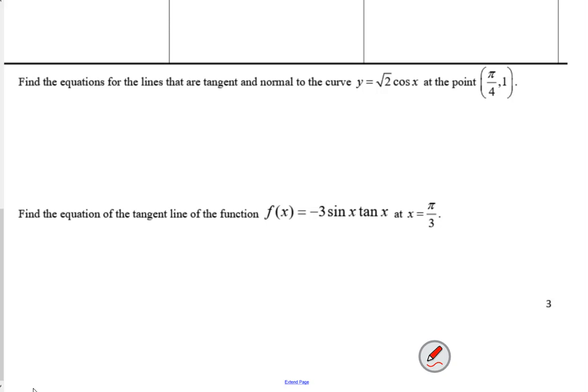So, like I said before, tangent lines, we're going to write equations of tangent lines over and over and over and over again. A normal line is just the line that is perpendicular. Oops, except I'm not spelling perpendicular correctly. Perpendicular to a tangent line.